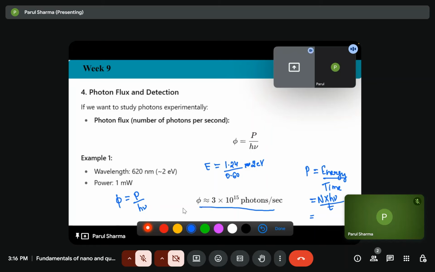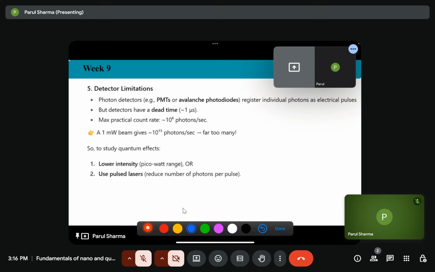So suppose we have 3 into 10 raised to power 15 photons per second. So what is this telling us? So the detector is never going to measure this large number of photons because the detector is not measuring continuously. So the point is, I'm writing a note here.